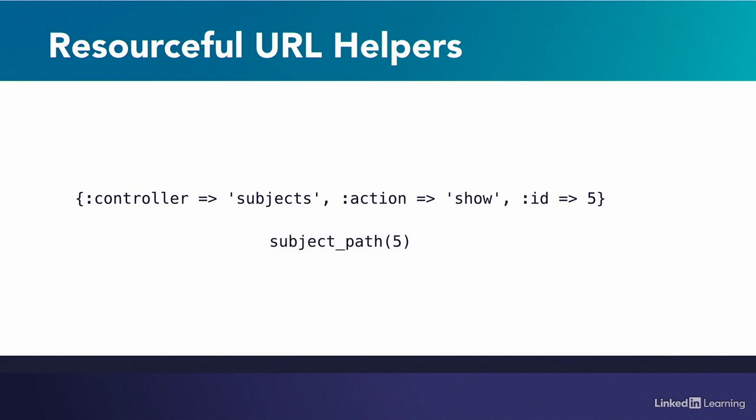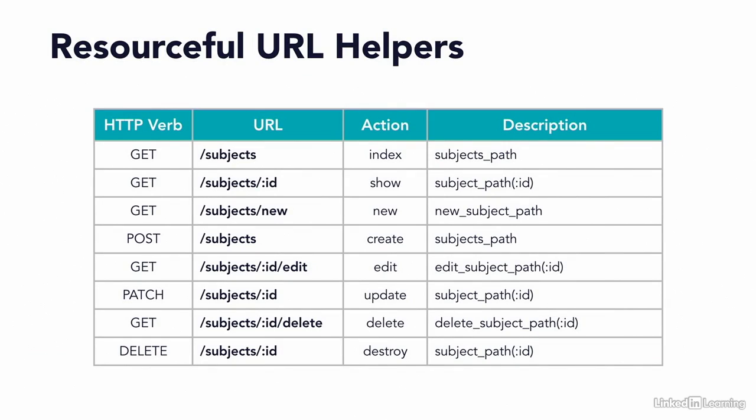For example, this same route can be written very simply as subject_path and then the ID that we want to pass in. Subject path is not the only helper, there are several. And each one of the helper methods corresponds to one of our CRUD actions.